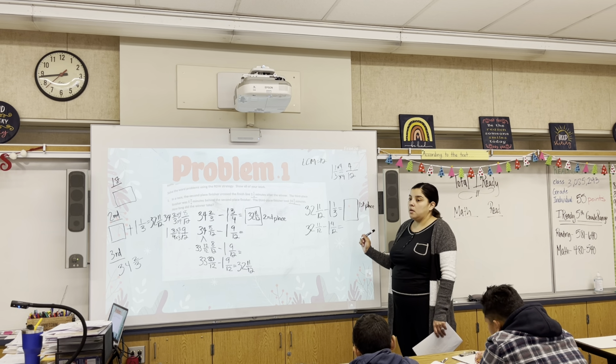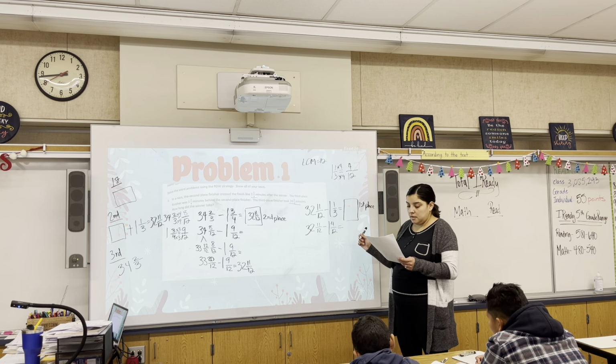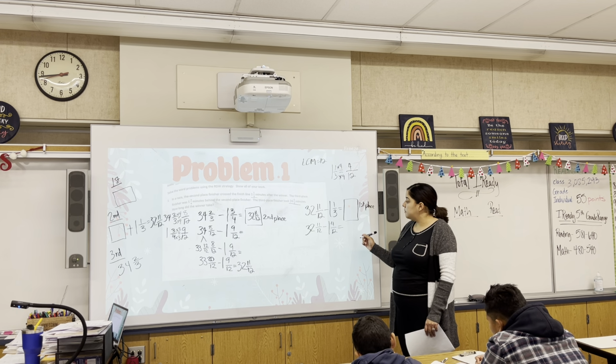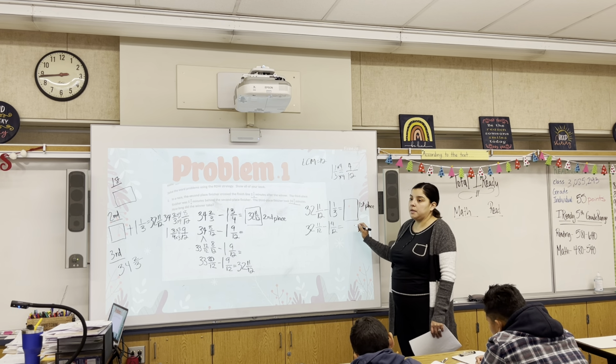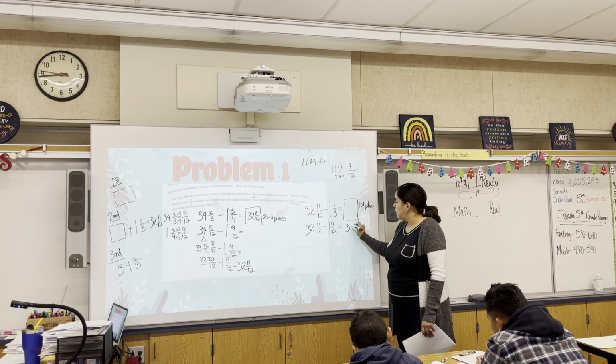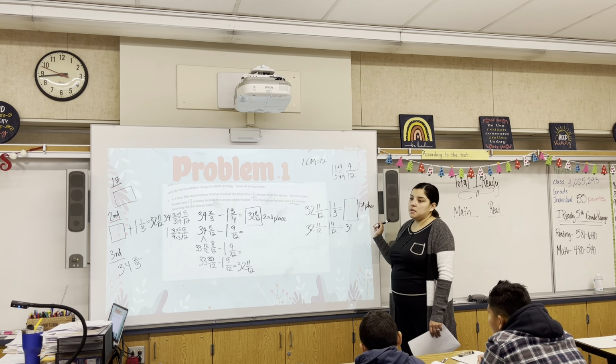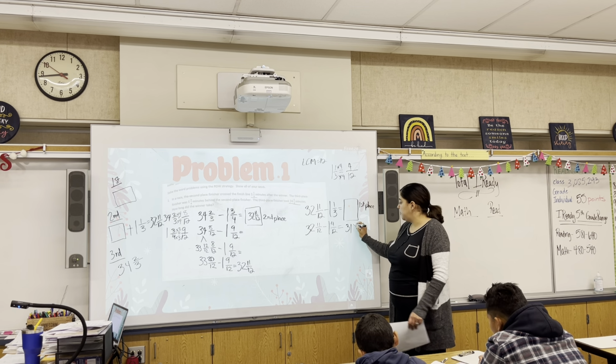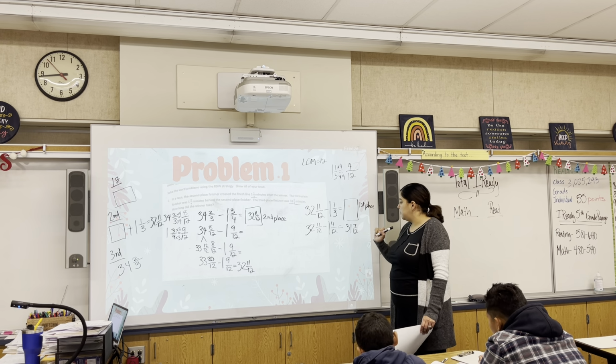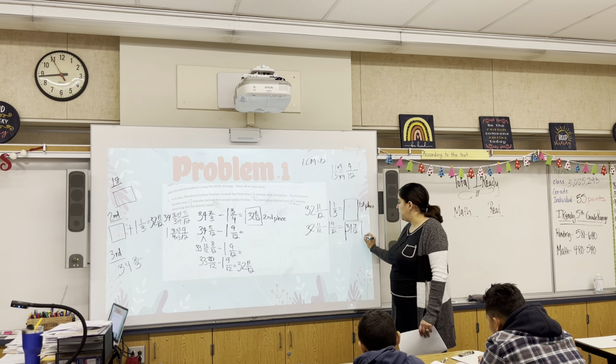How do I subtract this? You subtract the whole squares. Okay, so what's my new whole number? 31. And what about my fractions? 7. Good. 7/12. So this is the time.